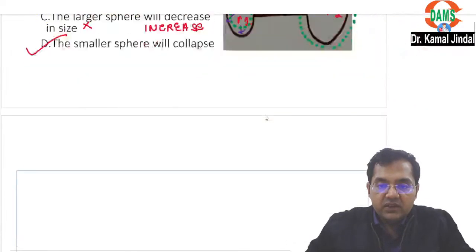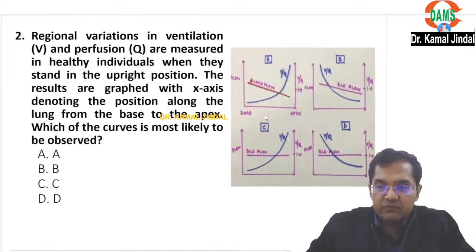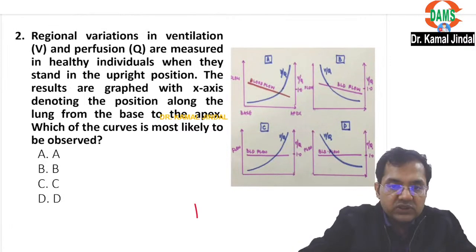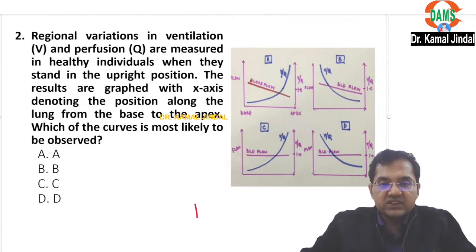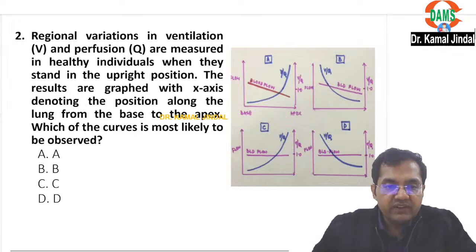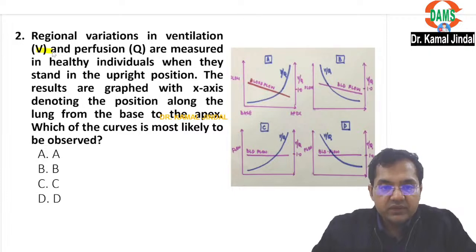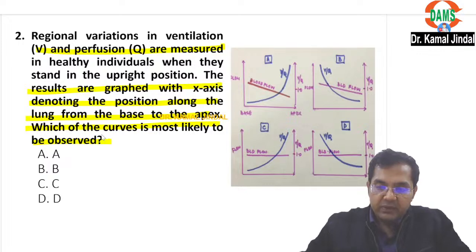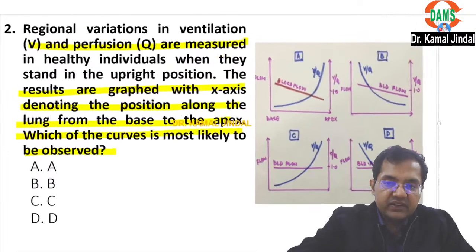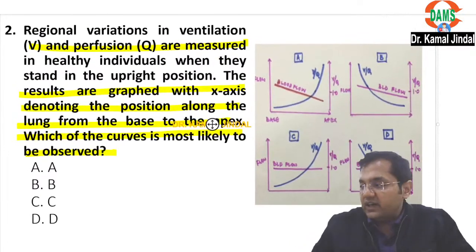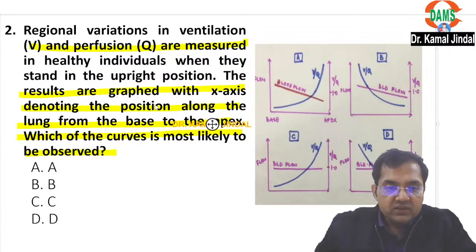Now let's move to question number 2. So regional variations in ventilation and perfusion are measured in healthy individuals when they stand in upright posture, right? So which of the following correctly describes, as we move from the base to the apex, which of the curves is most likely to be observed? So very important question. Again, the second one, here I want you to know the relationship between the ventilation, perfusion and the blood flow.